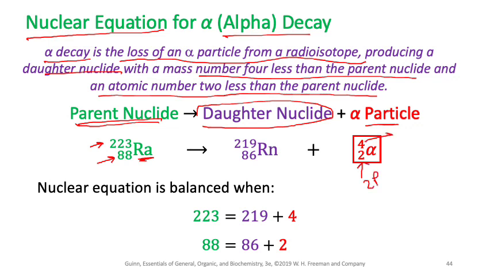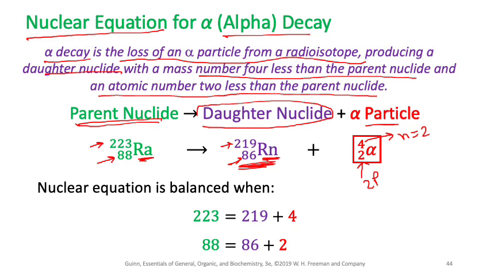And how many neutrons does it release? In this particular case, the number of neutrons is 2, right? The daughter nucleus produced is Rn, with a mass number of 219 and an atomic number of 86.